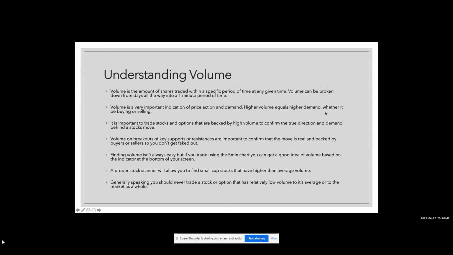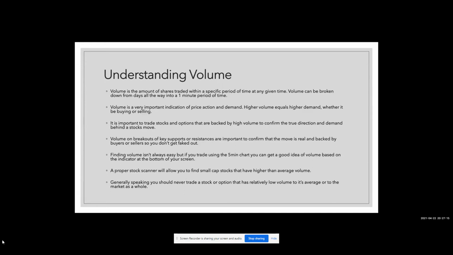So understanding volume. Volume is the amount of shares traded within a specific period of time at any given time. Volume can be broken down from days all the way into a 1-minute period of time, right? So you can calculate the amount of volume in a 1-minute candle, or in a 1-week candle, okay? Volume is a very important indication of price action and demand. Higher volume equals higher demand, whether it's to the buying or the selling side.